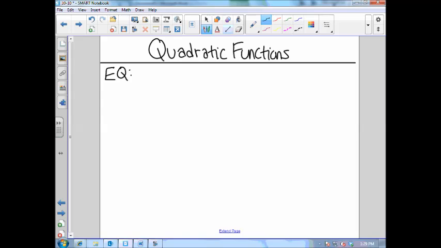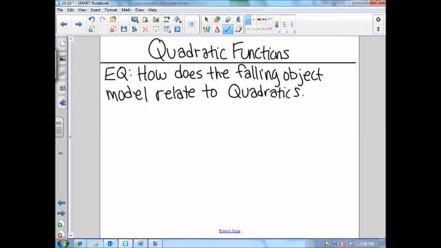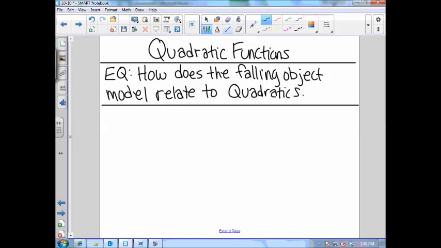So our essential question would be, how does the falling object model relate to quadratics? At the end of all of your notes, that should be a question mark, by the way. Question mark right there. At the end of your notes, could someone tell me what you're supposed to be doing? A summary. Good. The very first sentence of your summary should answer the essential question.